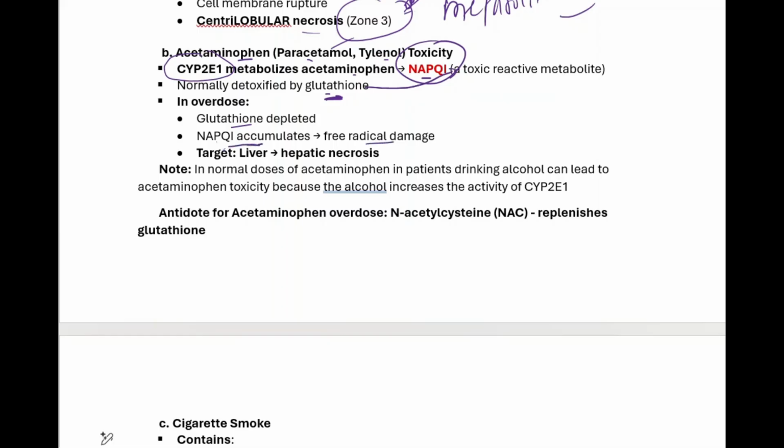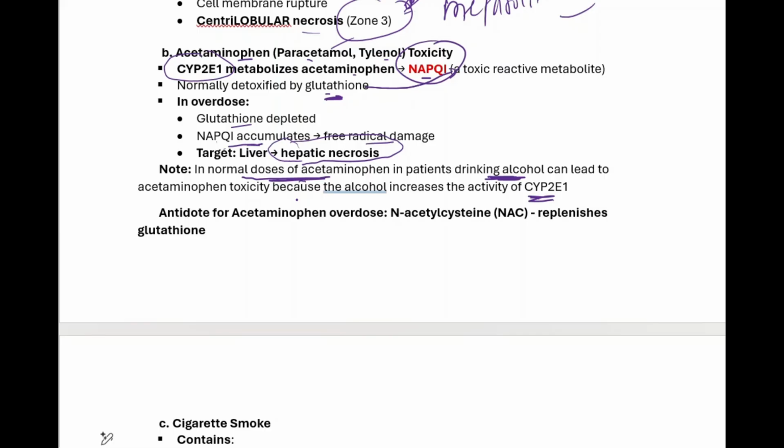And their major target is usually what? Liver. So it can lead to hepatic necrosis. That's why one of the most common causes of acute liver failure is acetaminophen overdose. It's important to mention at this point that sometimes patients who are taking a normal dose of acetaminophen, not an overdose, are also drinking a lot of alcohol. Alcohol could increase the activity of this CYP2E1, and because of that, it will start converting the acetaminophen to free radicals. So even though they are taking normal doses, it will convert to free radicals.